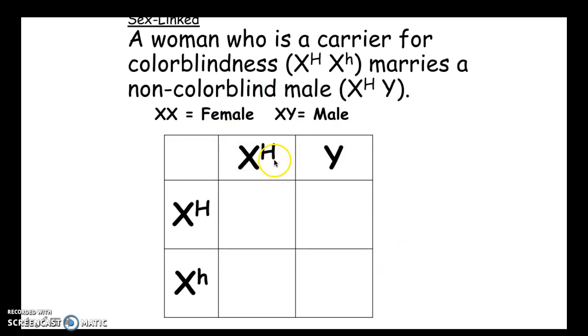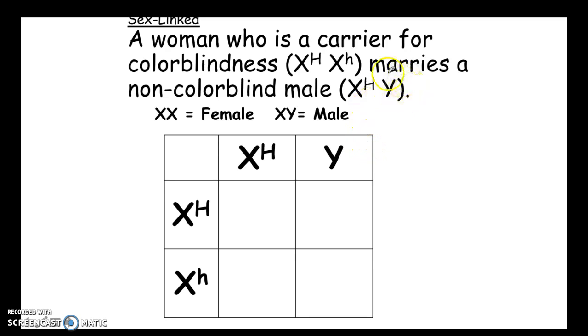Now let me work an example together, okay? This is going to be the type of problem that you have to be able to answer. It says here that a woman who is a carrier for color blindness, and these are the alleles that we're going to assign her, marries a non-colorblind male, and these right here are the alleles that we're going to assign him. So we have to figure out what are the chances of having a boy that is colorblind, and what are the chances of having a girl that is also colorblind.